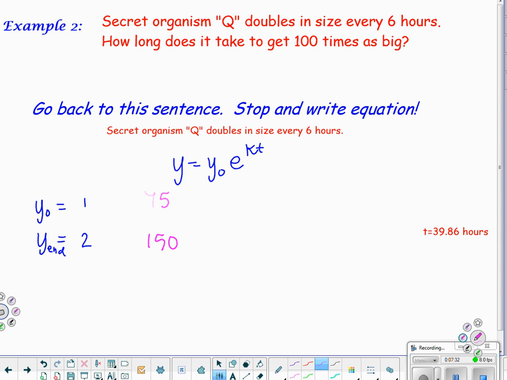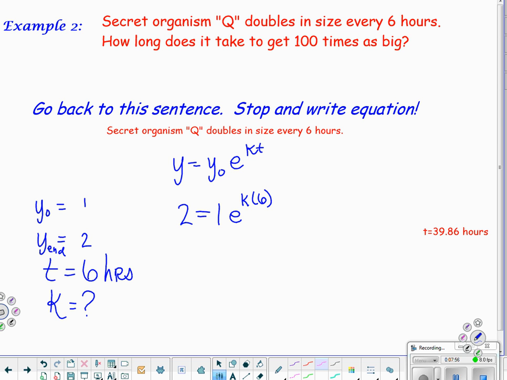Your choice. I think the two easiest numbers to use are 1 and 2, so that's what I'm going to choose to use. I started with 1 and it doubles, so I finish with 2. e to the k times 6 hours, so the time it took for this to happen was 6 hours. And we want to find k, don't we? Because we don't have k.